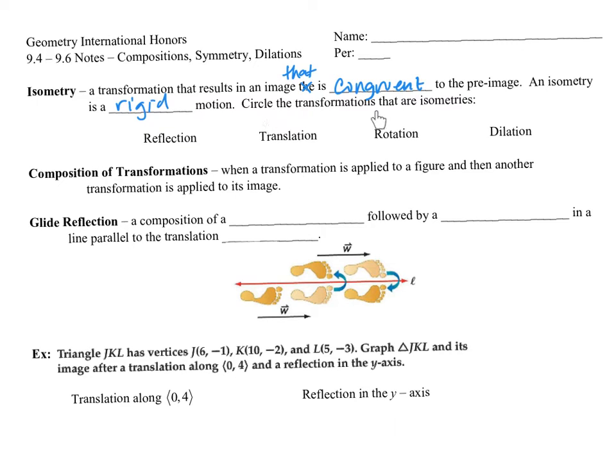So let's circle the following transformations that would be isometries. Well, we should circle a reflection, a translation, and a rotation because all of those transformations result in an image that is congruent to the pre-image. However, a dilation either enlarges or reduces an image, so we shouldn't circle that. A dilation is not an isometry.